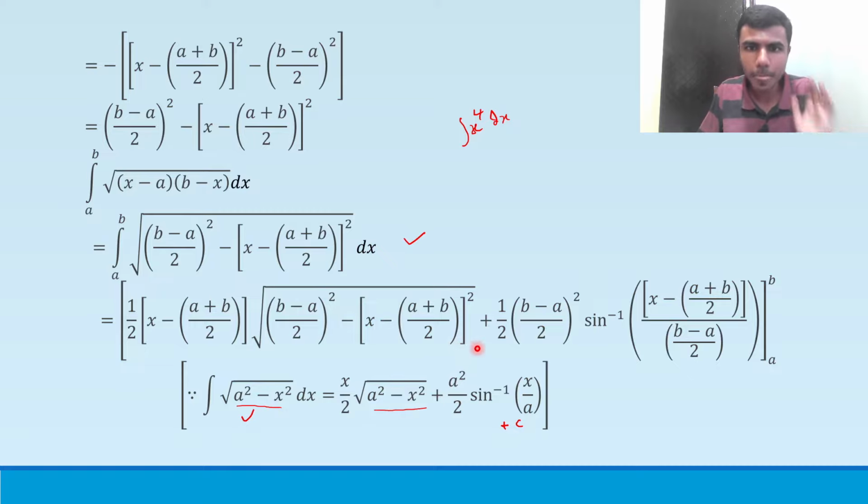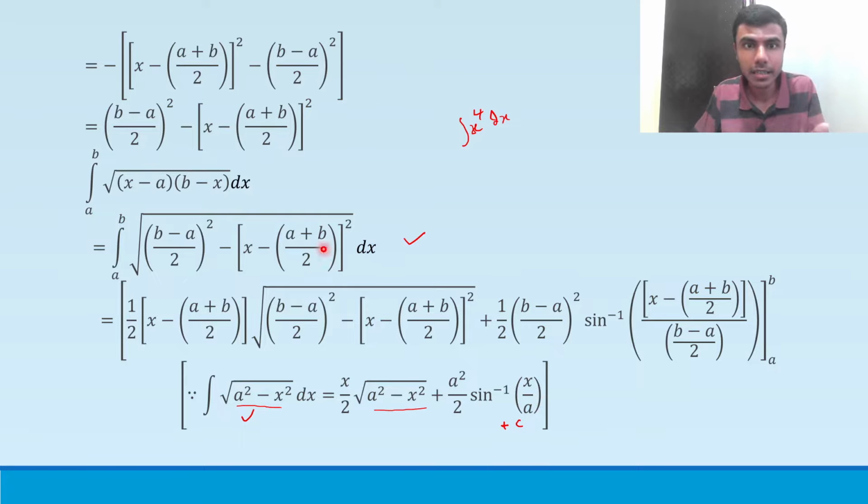Fine. Next, plus a square by 2, that means half into a square. A square I already mentioned: a square is nothing but b minus a by 2 whole square. So that's why I have half into b minus a by 2 whole square. All good. Next, into sine inverse of x by a.